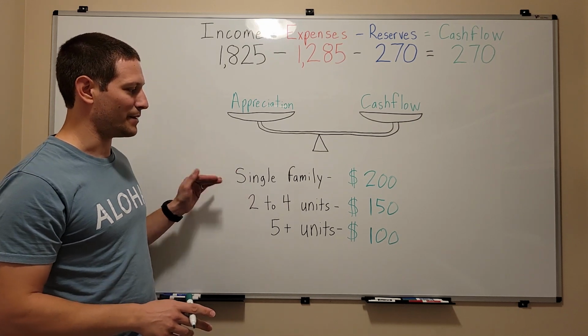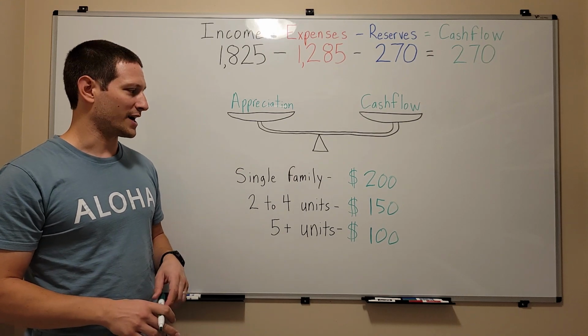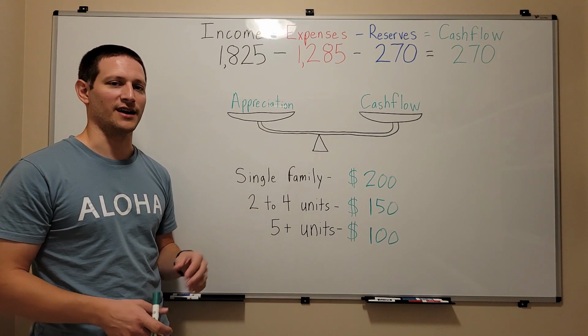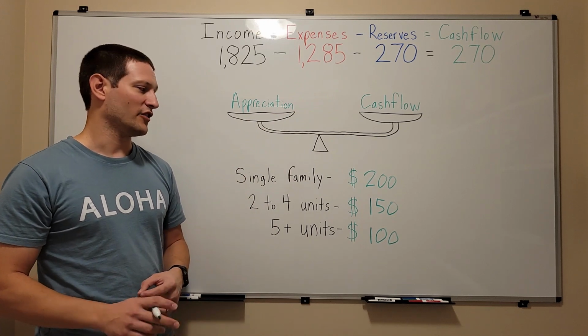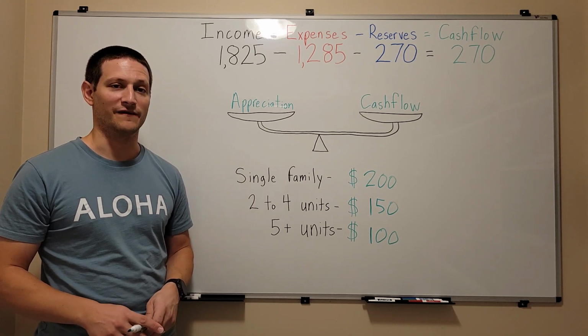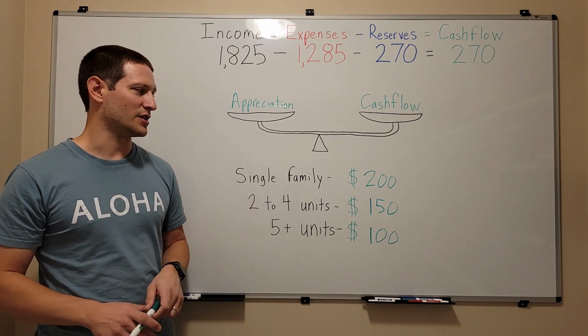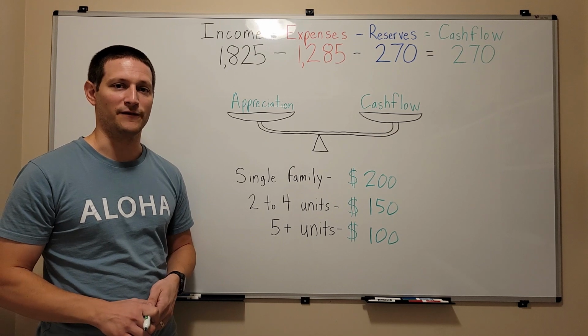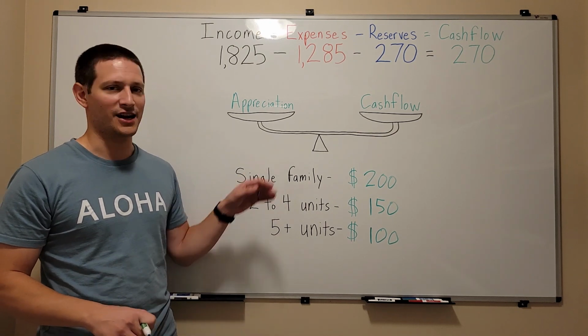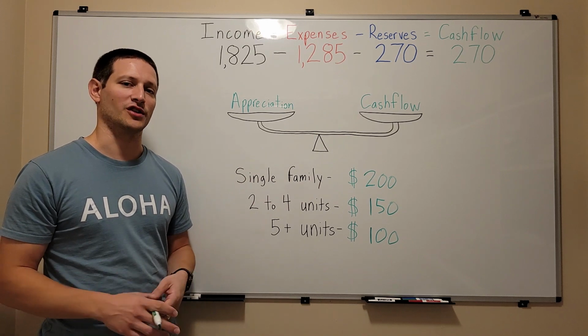So again, these are kind of our baseline, but it's important to recognize that these numbers can change significantly based on if you're in an appreciation or cash flow market, what type of properties you're looking at. The other thing that's really important to note is that these numbers vary a ton based on how much money you invest. So $200 might be a great cash flow if you only invested $20,000. But if you invested $200,000, that's not a great cash flow because you're getting less return on your investment.